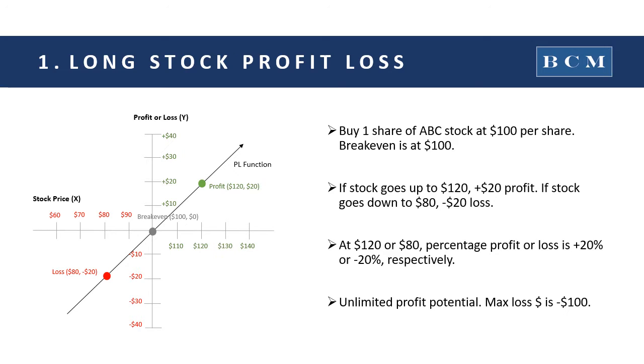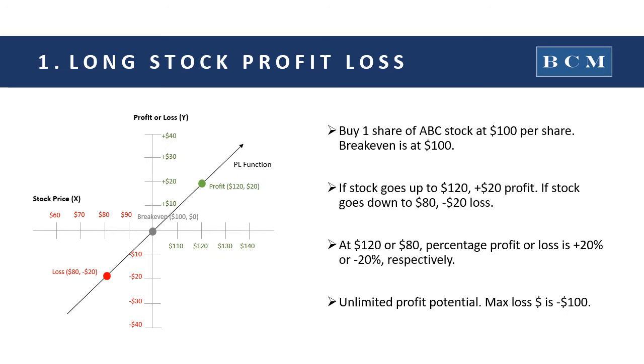Now, if the stock price moves from $100 to $120, so it goes from left to right, then we have a $20 profit or a 20% return. That's shown as the green dot for profit. If the stock moves from $100 to $80, so it moves from right to left, then we have a $20 loss or a negative 20% return. That's shown as the red dot, the loss dot.